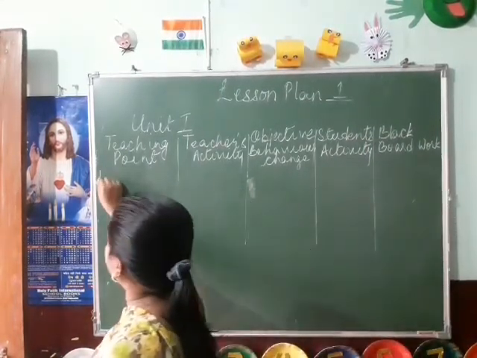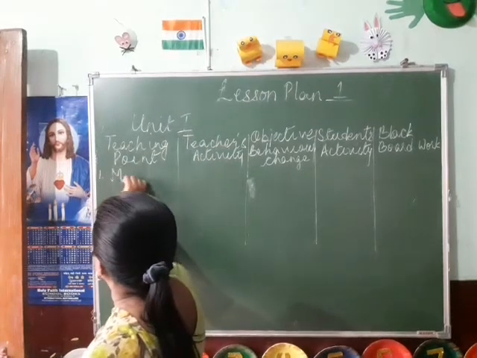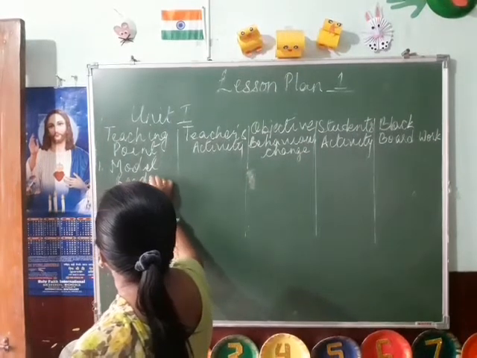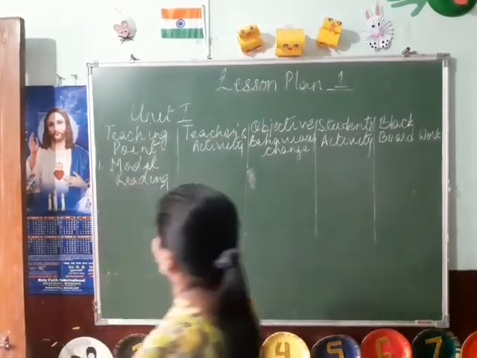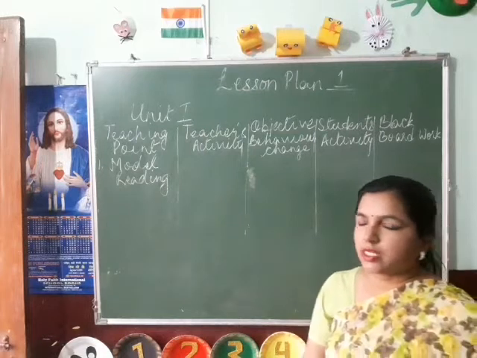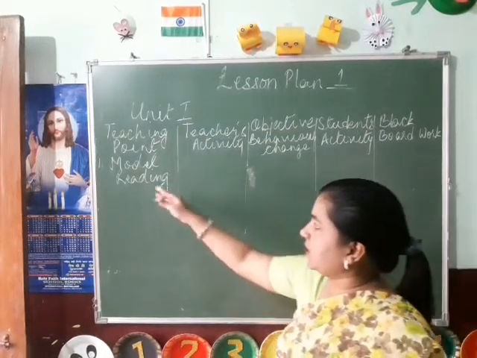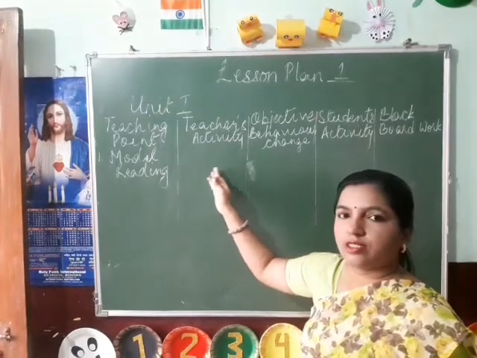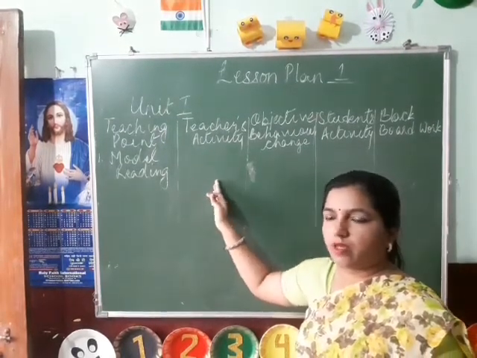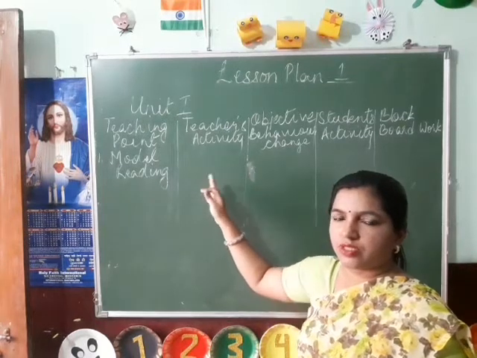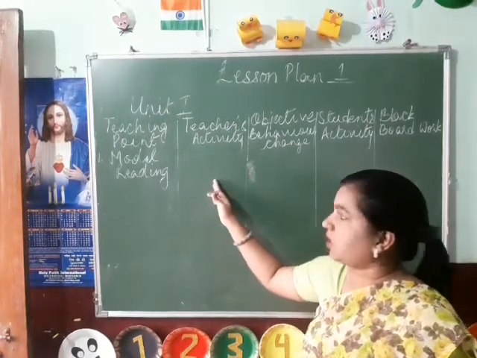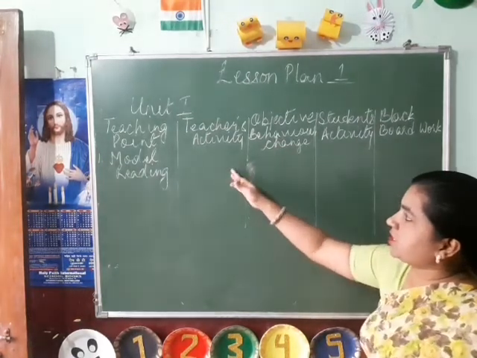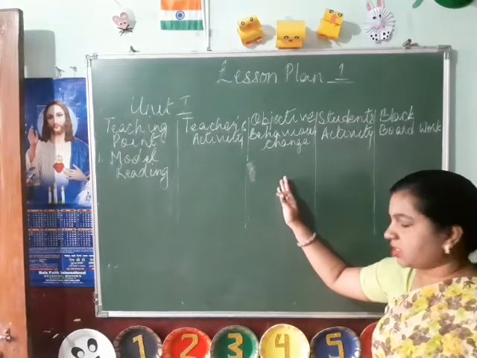So the first point in Herbert 5-step method is model reading. As we are teaching English, so in the model reading, what will be the teacher's activity? The teacher will read the lesson or the poem with correct pronunciation, with correct stress and intonation. And here, if the teacher is reading, what will be the change in the students?